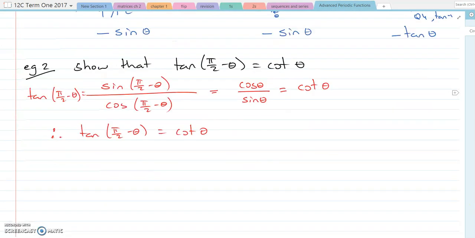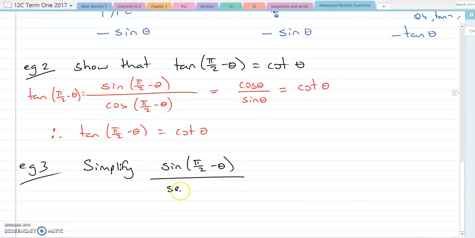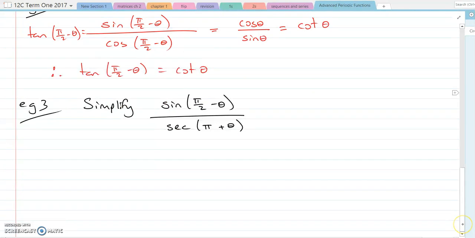Alright, example 3. Simplify sine pi over 2 minus theta divided by secant pi plus theta. Okay, so generally you want to get rid of the secant and make that into a basic sine or cos.